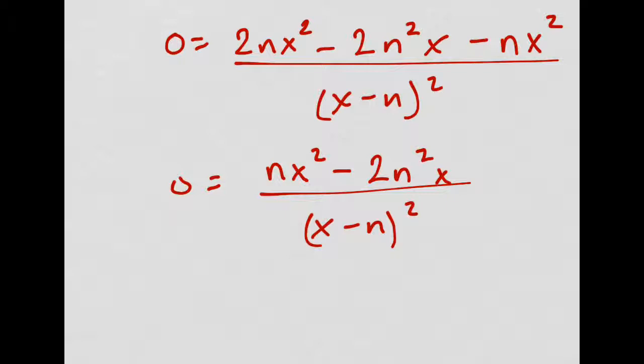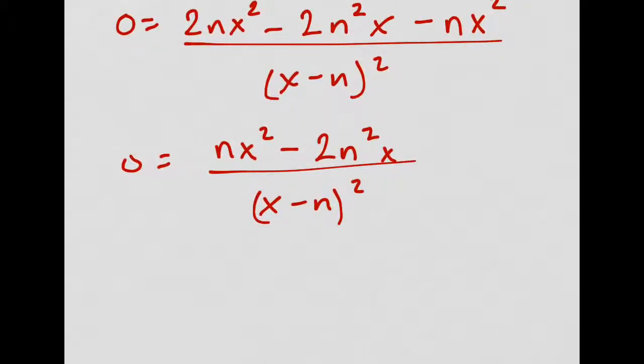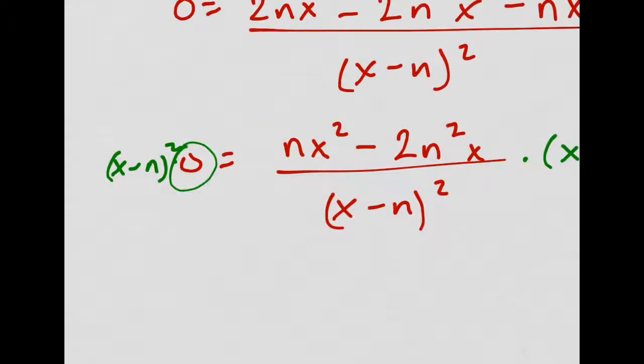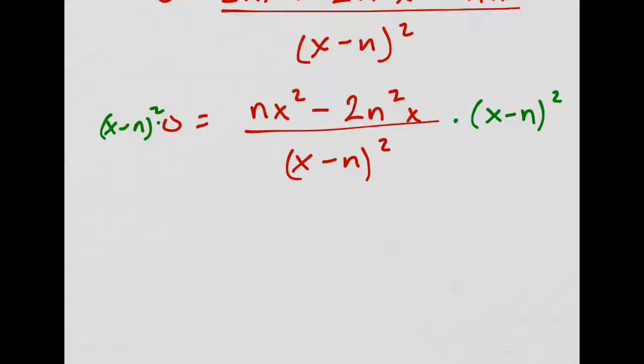Now I'll multiply both sides by x minus n, quantity squared, to get rid of the denominator. And since this side is 0, the denominator doesn't even matter. So that goes away, and we just have the top. The only way for a fraction to be equal to 0 is if the numerator is equal to 0. So that's what we have here. Now I'm solving for x.